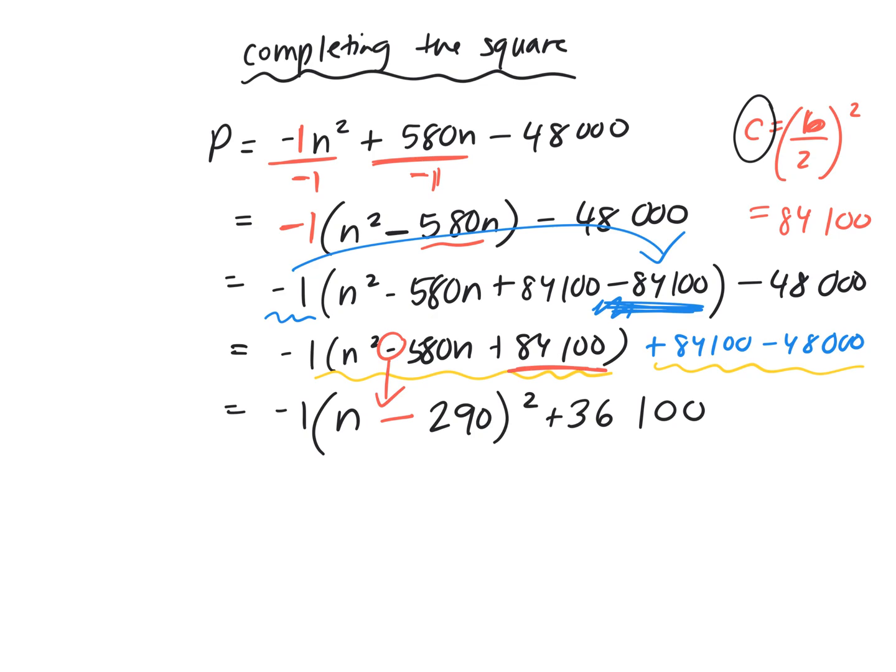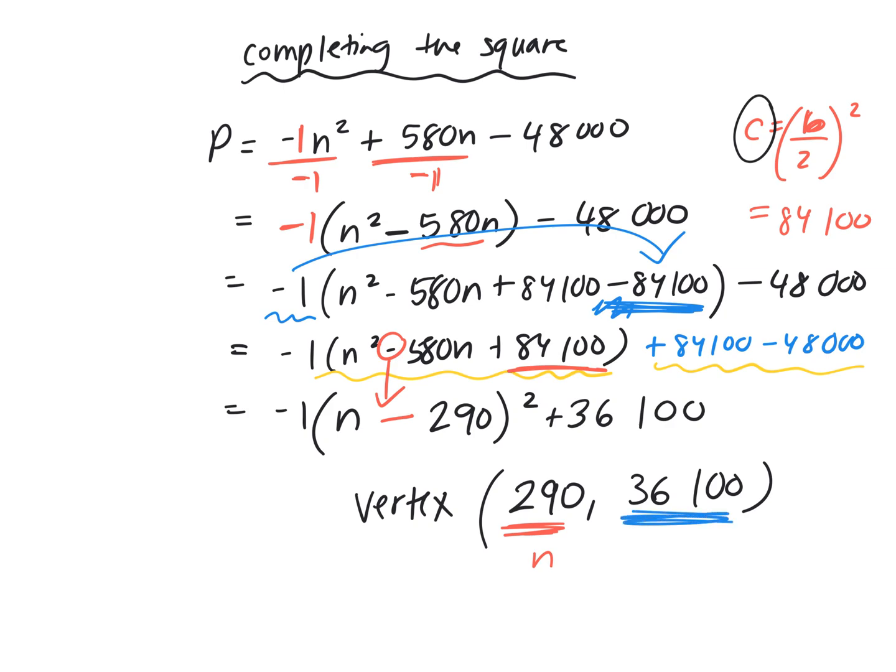So where's the vertex? 290. Yeah. So how many tickets do they have to sell to get their maximum profit possible? 290. What's their maximum profit? 36,100. Good.